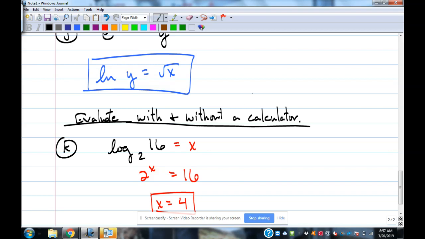Okay, so when it's a nice number there, that's an easy conversion, right? When it's a good number. Let's look at this one. Also a pretty decent one.